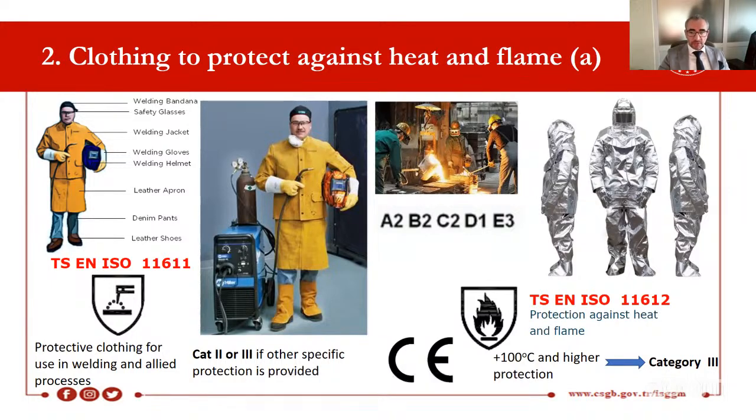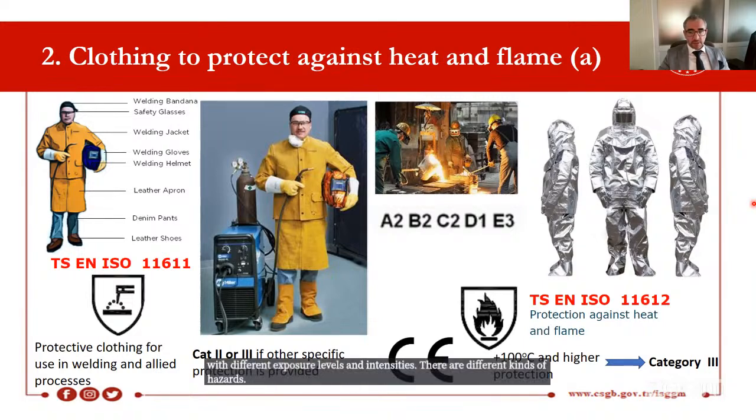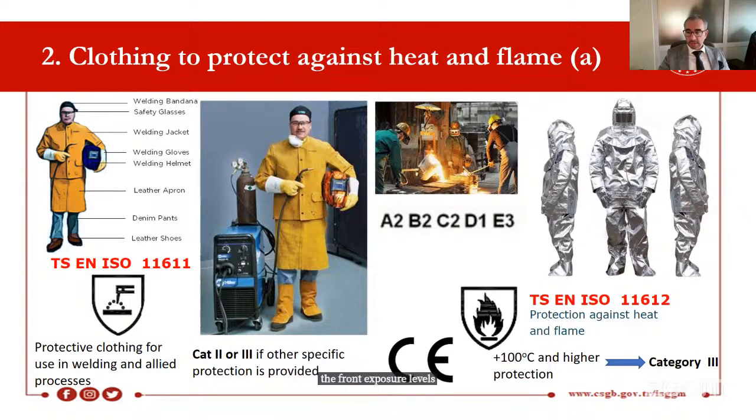There are different kinds of heat and flame hazards. Let's get onto the heat and flame protecting clothing. With different exposure levels and intensities, there are different kinds of hazards. Which workers are exposed to heat and flame hazards mostly, do you think? Employees of ferrous and non-ferrous metallurgy, for example, and glassworks, as well as the ceramic industry, iron and steel industry, forges, foundries, welders, etc., are exposed to heat and flame hazards mostly.